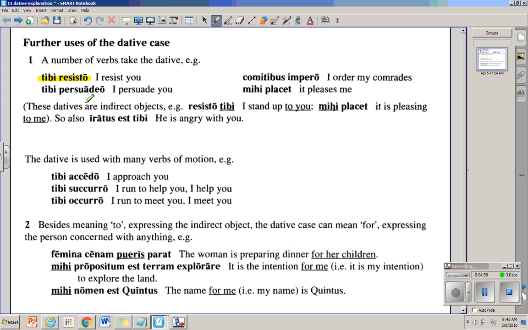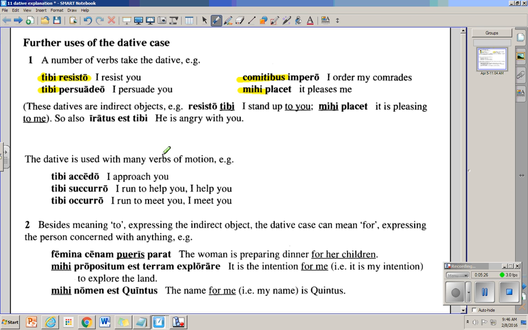But let's not do that. Let's say I resist you, and instead of the expected accusative, we get a dative case. Same thing for I persuade you. Same thing for I command my comrades. Literally, I give commands to my comrades. It is pleasing to me. That actually kind of works in English. So some verbs, instead of the accusative we might expect, we get a dative.